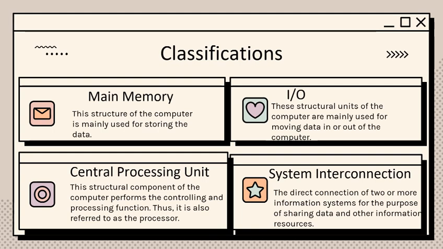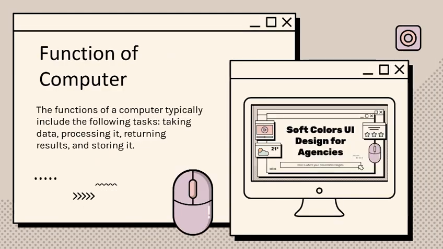Number 4. System interconnection. The direct connection of two or more information systems for the purpose of sharing data and other information resources. Next point is function of computer.